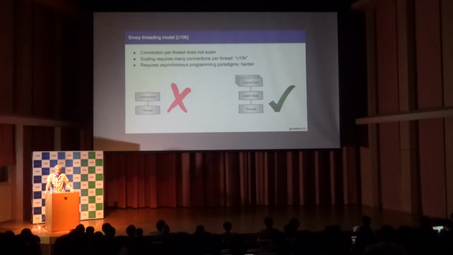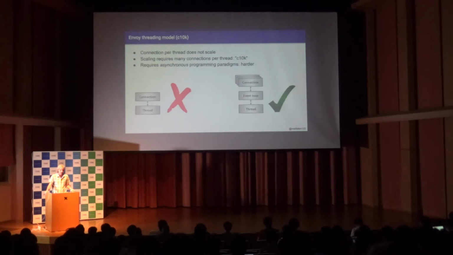All right, let's step back for a second. Let's talk about Envoy's threading model, and let's talk about what people in the industry have called C10K. C10K was a paper written in the early 2000s. It basically stands for 10,000 connections per box. In 2018, 10,000 connections per box probably sounds very laughable, but in the early 2000s, that was big.